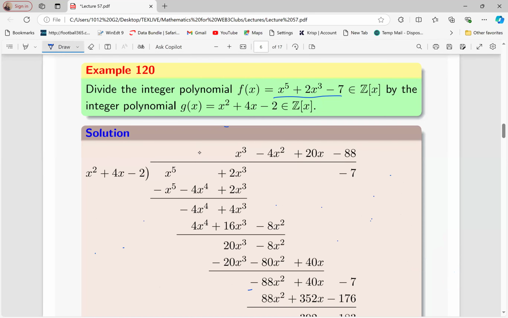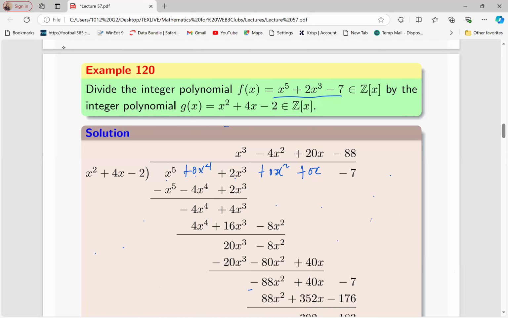Now, this is my x raised to 5. Then there's an x raised to 4 here. If you want, you can say that. And if you want also, you can say 0x squared, and you can say 0x. Because they are not there, you can replace them by zeros. There's no problem. If you want, you can just do that.